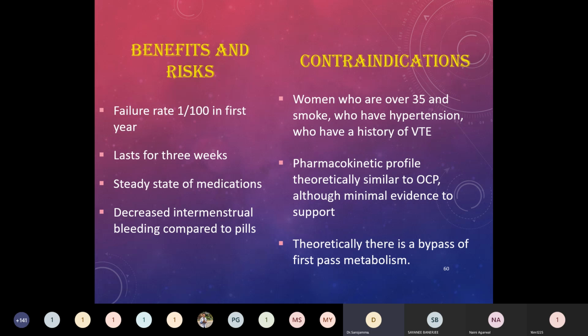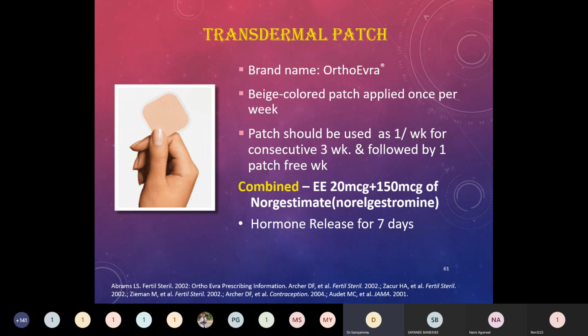But there is less evidence to support this, but practically it is the same because it contains estrogen and progesterone components. The latest ones in the market are the transdermal patches. The brand name is Evra. It is still not very commonly available, not over the counter. Only in selected cities is it available in India. It's a beige colored patch applied once a week.